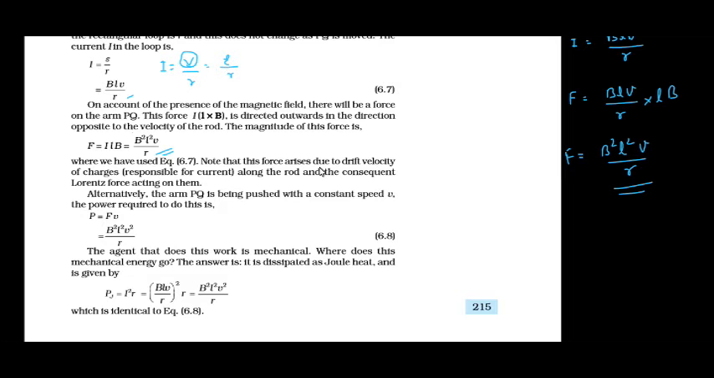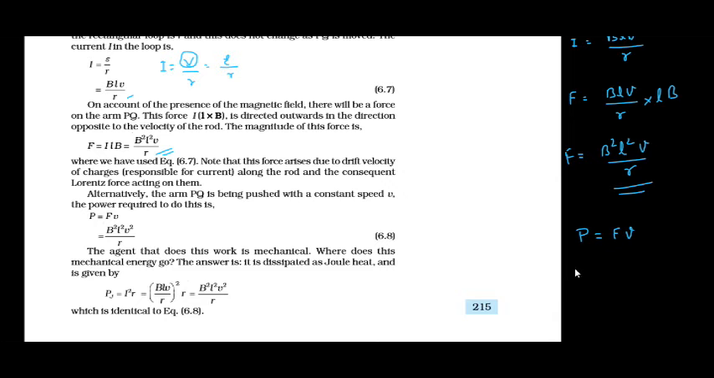Note that this force arises due to the drift velocity of the charges responsible for the current along the rod and the consequent Lorentz force acting on them. Alternatively, the arm PQ is being pushed with a constant speed V. The power required to do this is P equals F V. P is equal to F into V.